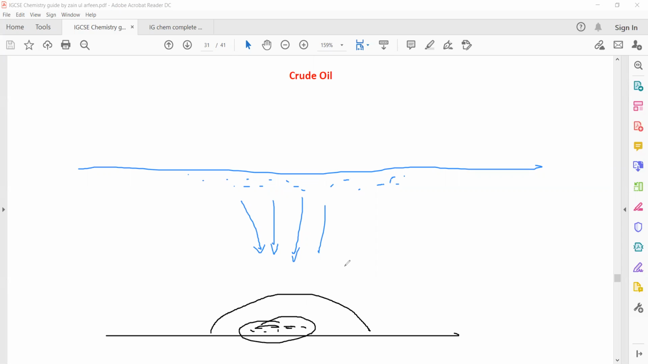Why does it not decay? Because for decay they need oxygen, but oxygen is absent. If oxygen is not there, what will happen? After millions of years, this will turn into a fossil fuel. So this is the formation of fossil fuel.